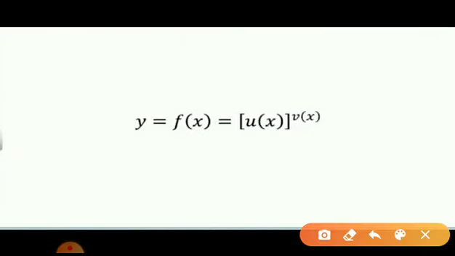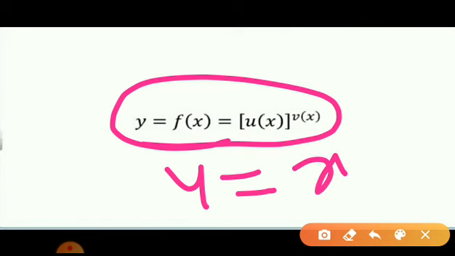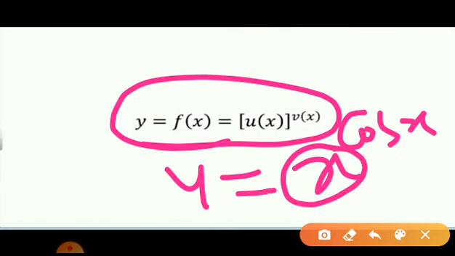Now, if the function is of the form u of x raised to v of x, in the sense that your base as well as your exponent are in terms of x. For example, suppose y is equal to x raised to cos x. So my base is also x itself, a function of x, and my exponent is also a function of x. So in that case, what to do?